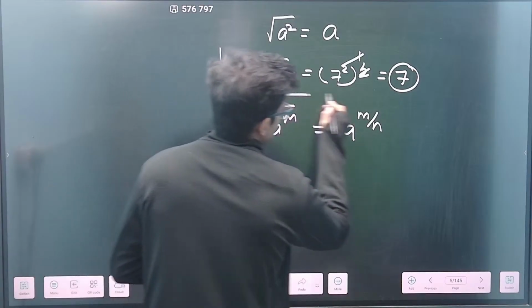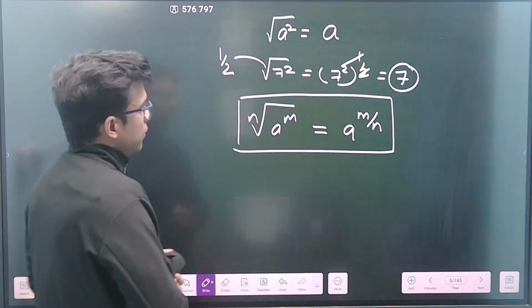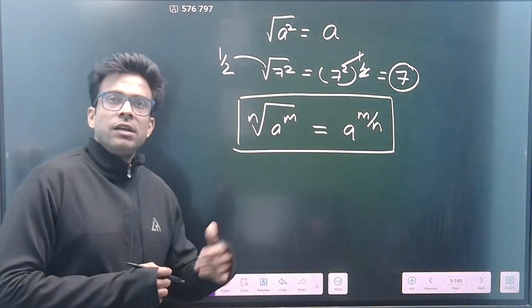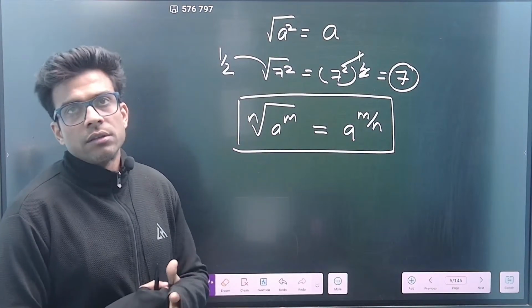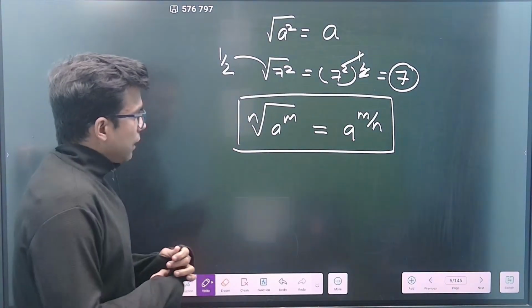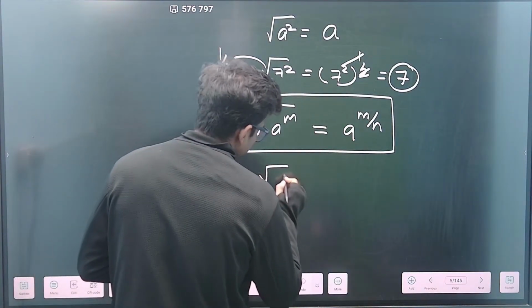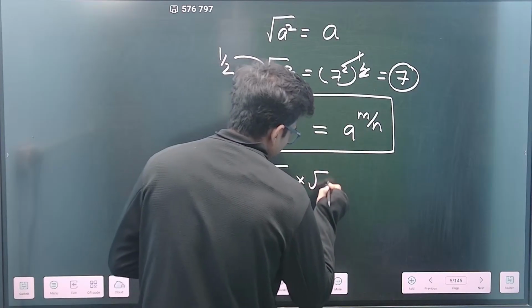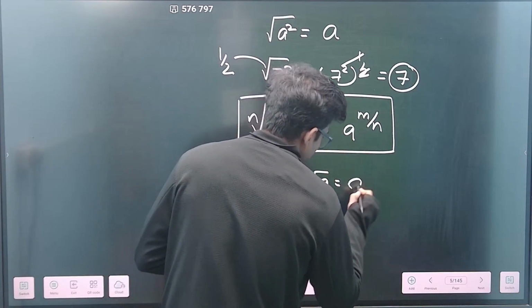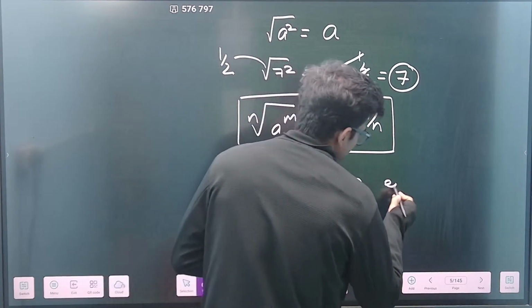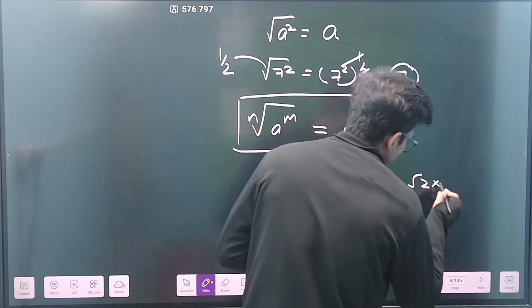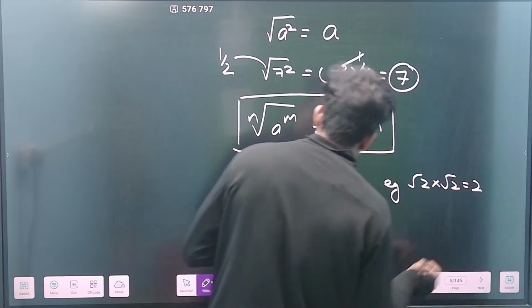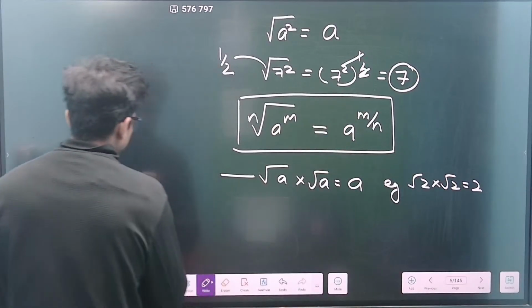Again, a very important thing. If you can use it, this will help you a lot. Correct? I hope you are getting it. Now, if you write root a into root a, it is basically a. For example, root 2 into root 2 is basically 2. This will help you in rationalization.